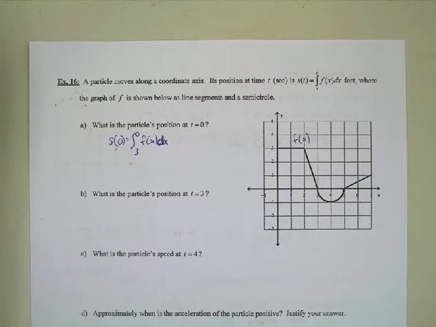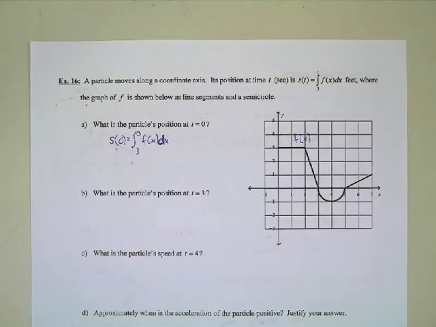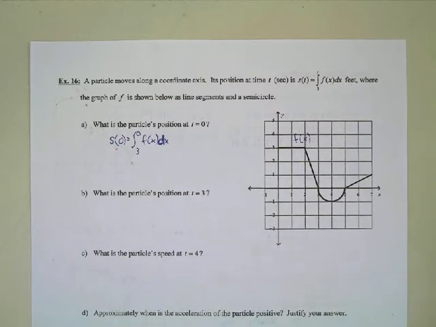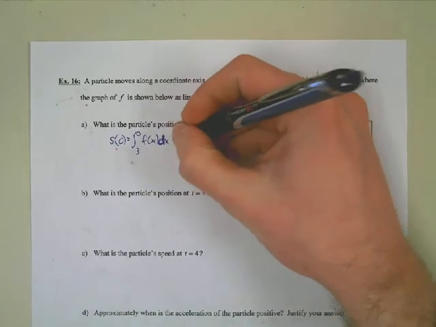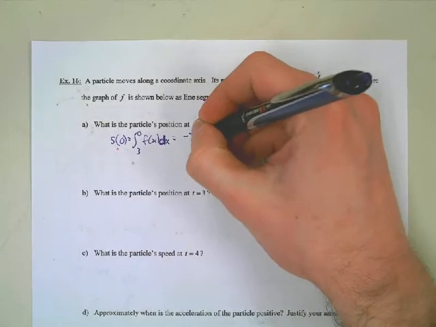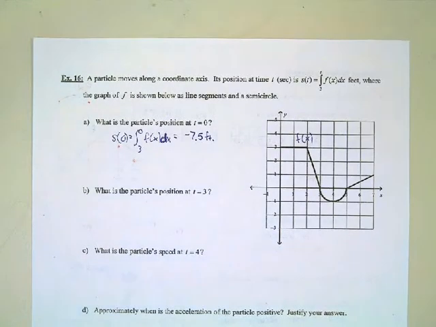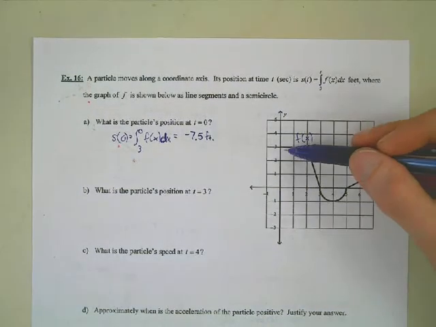So let me go to Emma. Emma, what'd you get for letter A? Negative 7.5. Okay, negative 7.5 feet. So why is it negative though, Emma? This is an area, and an area should never be negative, right?